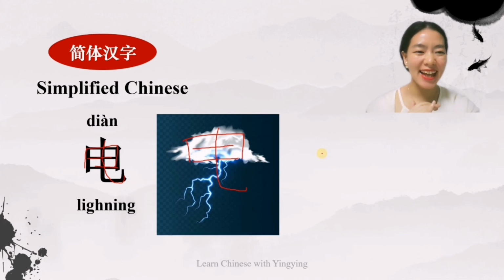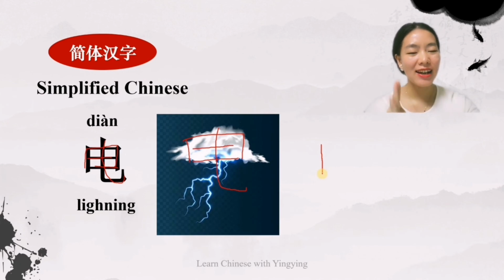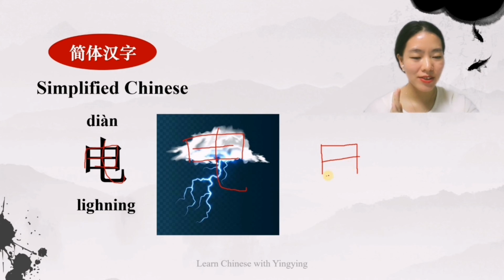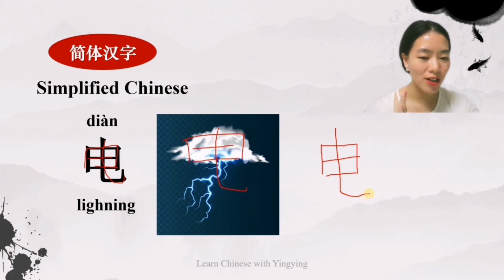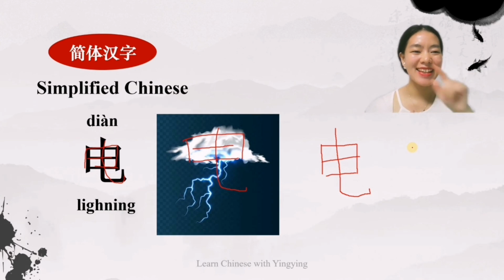Well, let's write it together. The first stroke is the vertical line at the left. And here, horizontal line turn into a vertical line. Horizontal line, a horizontal line to close it up. And here, vertical line in the middle with the round corner turn into a horizontal line with a hook. Here we have it, the word 电. It means lightning.